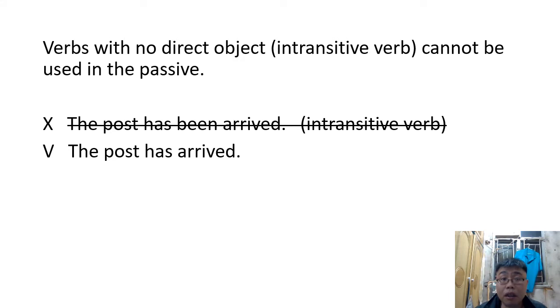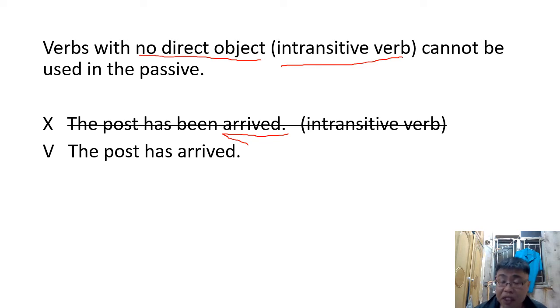However, if the verb is an intransitive verb, what is an intransitive verb? It is a verb with no direct object. If the verb is an intransitive verb, you cannot use the passive voice. One example is arrive.